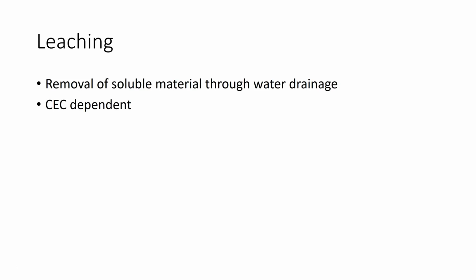Leaching is cation exchange capacity dependent. The higher the cation exchange capacity, the less tendency you're going to have to leach. That's where you get a more fertile soil. The lower your cation exchange capacity, the more sand you've got, the quicker you can leach things out. The quicker it becomes a problem. Low cation exchange soil leaches rapidly. This is what we get in Florida.